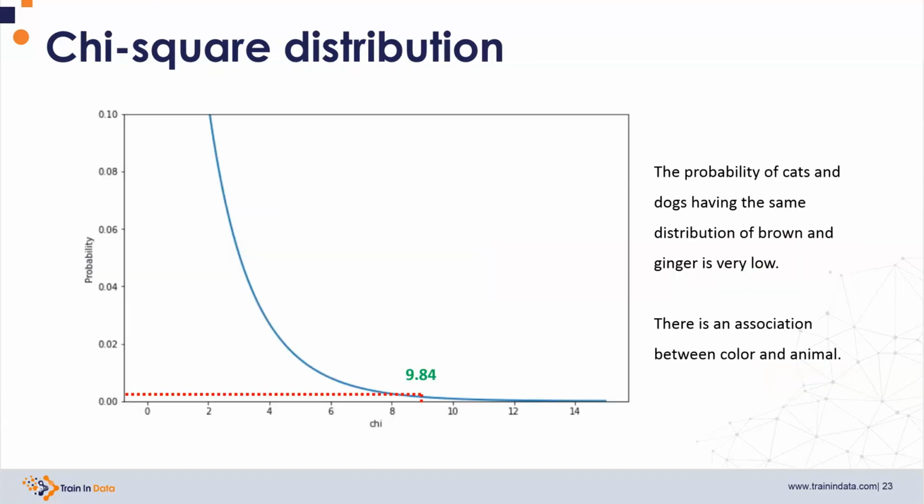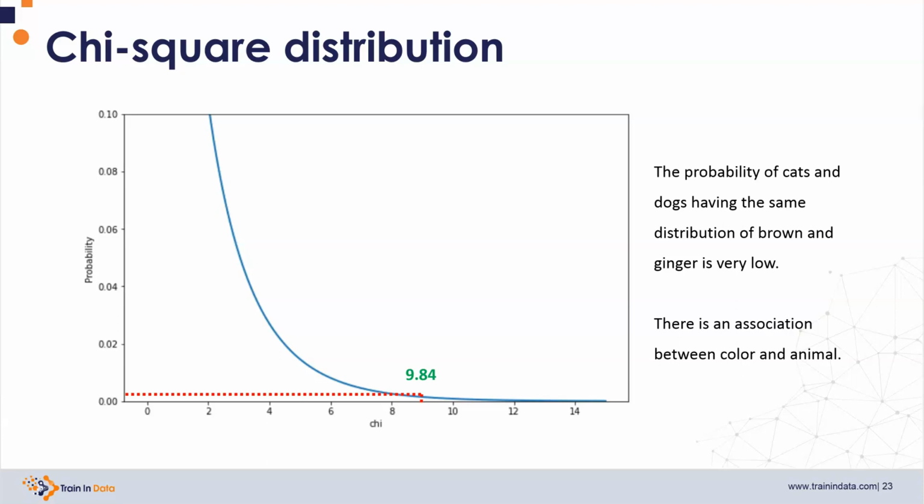And if we go with this value to our curve, we're going to see that the probability of cats and dogs having the same distribution of brown and ginger fur is very low. So we're going to conclude that there is an association between the color of the fur and the animal, because cats and dogs do not have the same distribution.